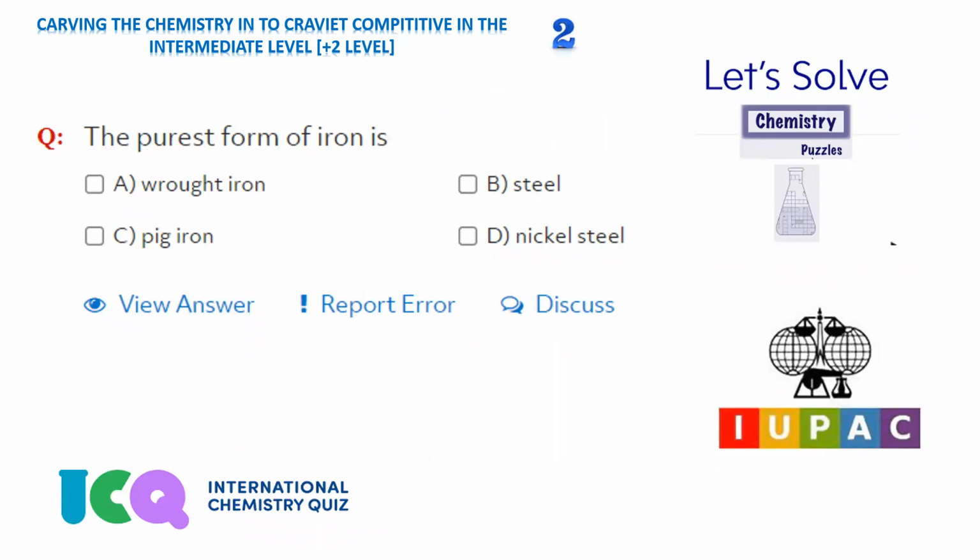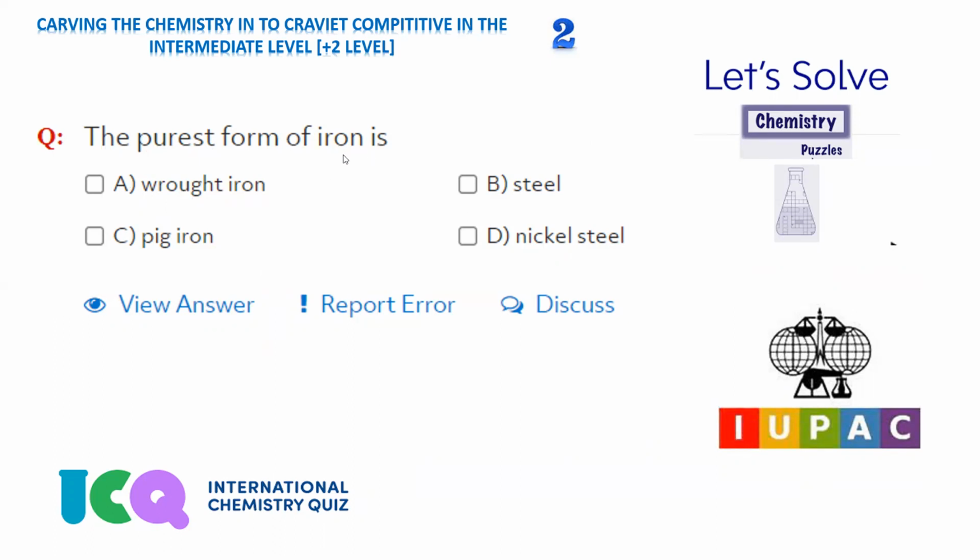The purest form of iron is. This question is from the metallurgical process. Here, iron can be extracted from various kinds of minerals, and various ores will be there for iron, like hematite, magnetite. So many compounds will be there, from which we can extract the iron. During the extraction, many different samples of iron will be produced, called wrought iron, steel, pig iron, nickel iron or nickel steel. Among all, we need to identify which will be the purest form of iron.